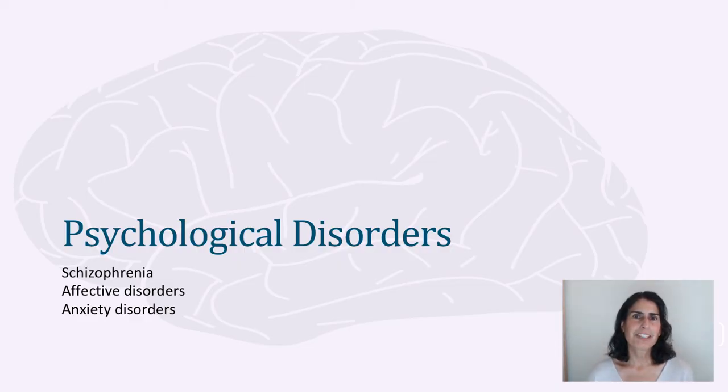In Chapter 14, we're going to be looking at psychological disorders. We will start with the disorder of schizophrenia. We're going to look at the role of genes and environment. We're going to see that both are important.